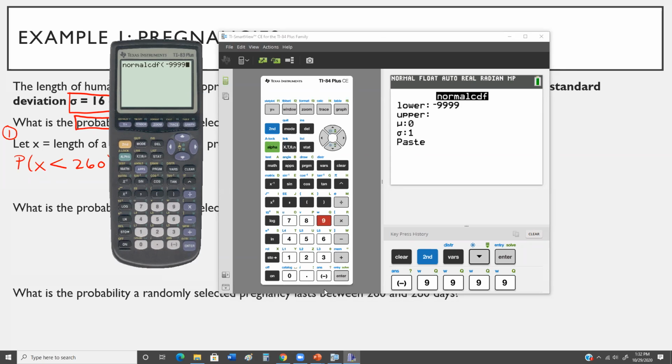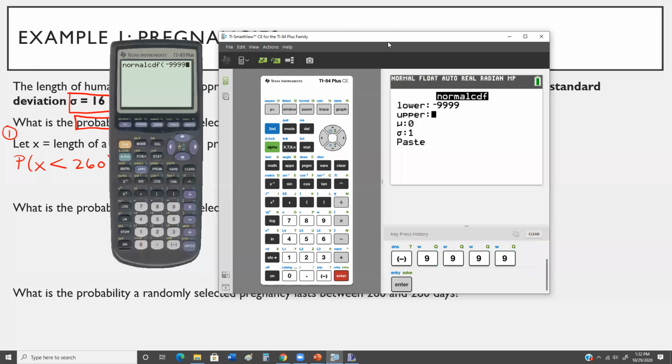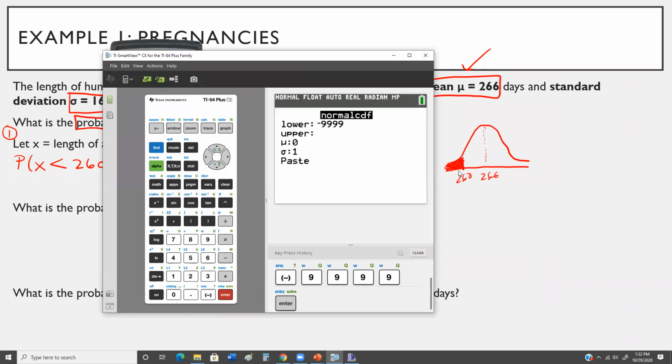Hit enter over here. Now the upper value is what you're going to stop at. So I want to find all the area up to what number here? Where do I want to stop at?